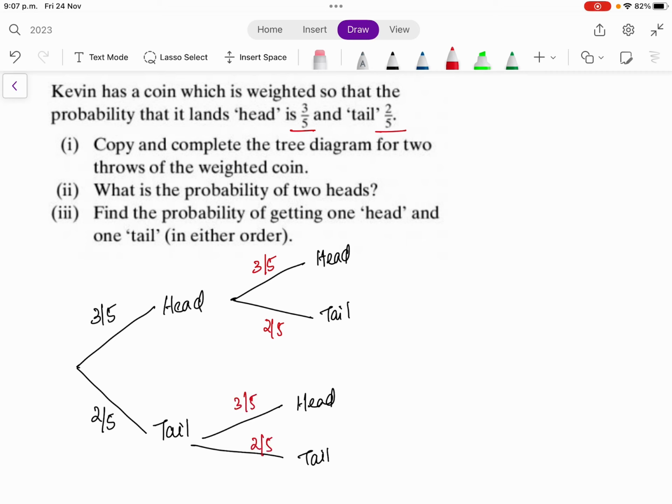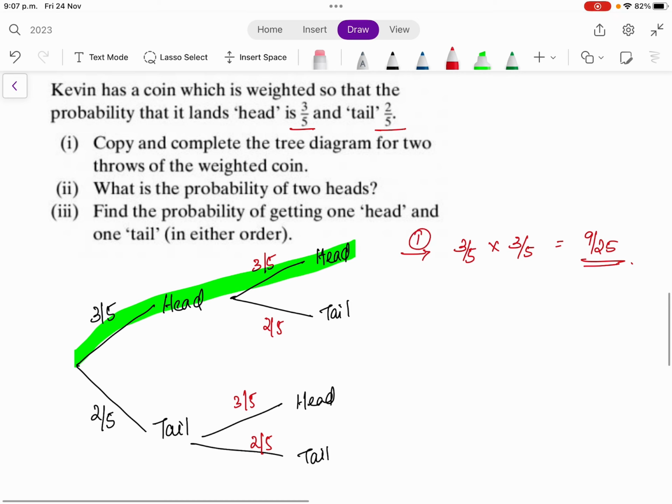Okay. Now, to work on the second question, what is the probability of two heads? So the probability of two heads is this one. So to work on the probability, what you do is 3 over 5 times 3 over 5. That's equal to 9 over 25. Okay, this is the answer for the first question.